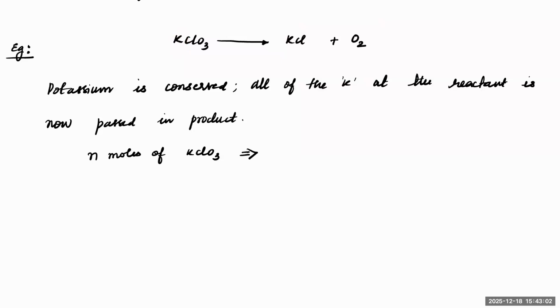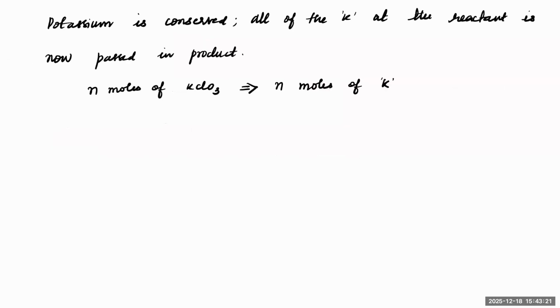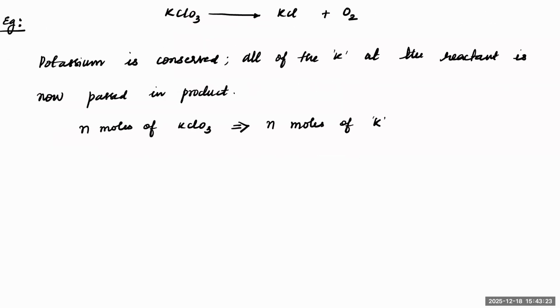See, 1 mole of KClO3 contains 1 mole of potassium. If I take n moles of KClO3, how many potassiums will you have? n moles only, right? So I can say n moles of potassium are present in it. And now check out the right hand side, correct?